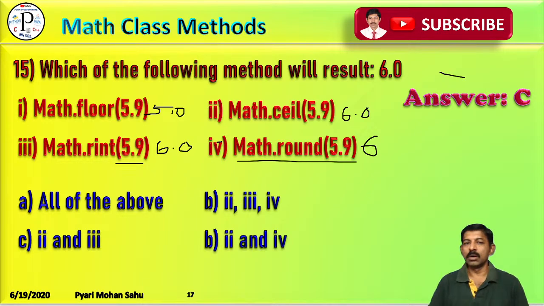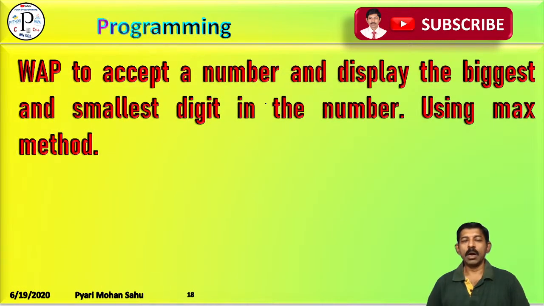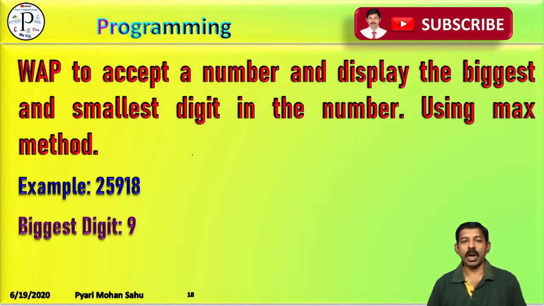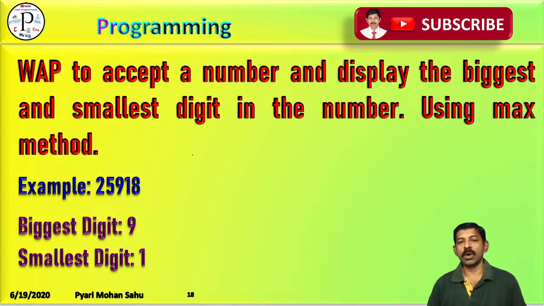Everyone is answering well. Now it's time for the program. Write a program to accept a number and display the biggest and the smallest digit in the number using the max method. So here is an example: I have a number called 25918. So I will get the output like this: biggest digit is 9 and smallest digit is 1.